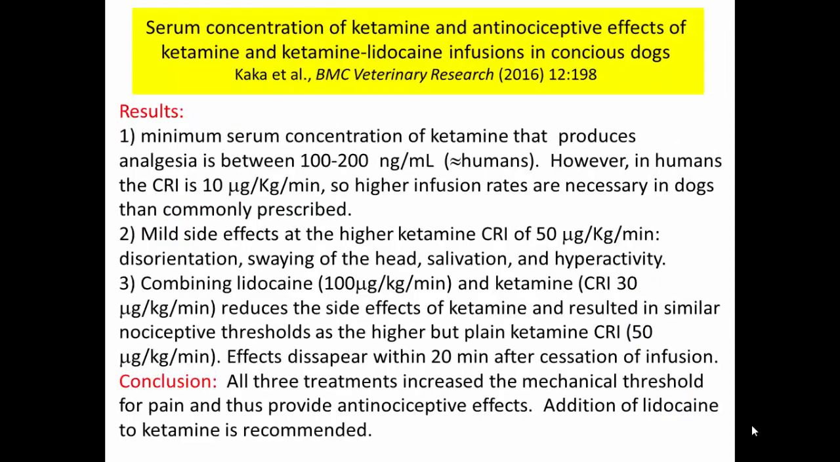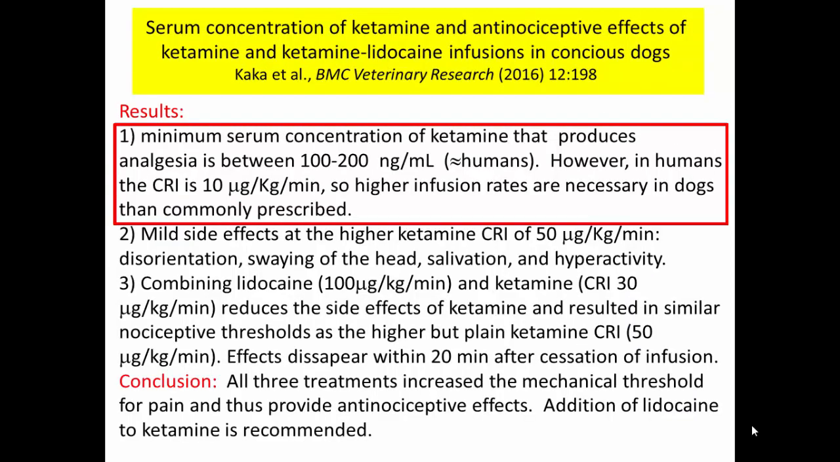So if we look at the results of this study, they found that the minimum serum concentrations of ketamine that produce analgesia are between 100 and 200 nanograms per milliliter, which is similar to what has been found in humans. But unlike humans, dogs need a higher constant rate of infusion of ketamine to achieve those concentrations. So this is kind of a good example why you cannot always extrapolate doses from one species to another.